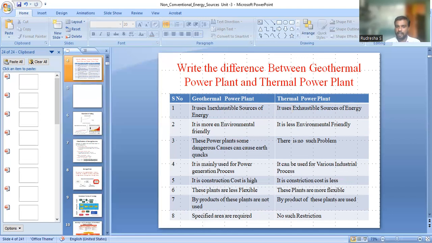A specified area is required. For example, 2 acres or 3 acres of total land is needed in a specified area for a geothermal power plant. There is no such restriction for a thermal power plant. This is the major difference between geothermal power plants and thermal power plants.